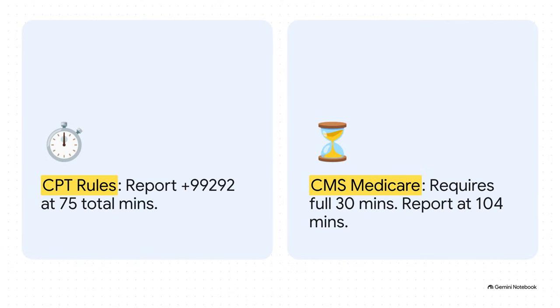Under standard AMA CPT rules, you can slap on that add-on code, 99292, the second you hit 75 total minutes. Boom, 1 unit of 99291 and 1 of 99292. But CMS Medicare, they completely disagree. Medicare requires you to hit a full 30 additional minutes to bill that same add-on code. Under CMS rules, minutes 30 through 103 are just billed as 99291. You literally don't get to touch 99292 until minute 104. So yeah, knowing exactly which payer's rules apply is absolutely make or break for compliance.